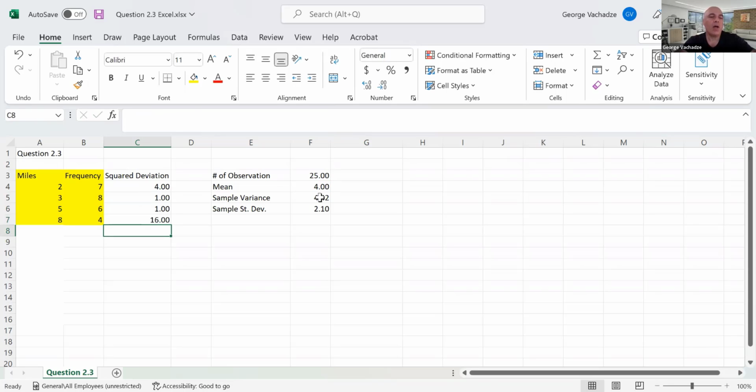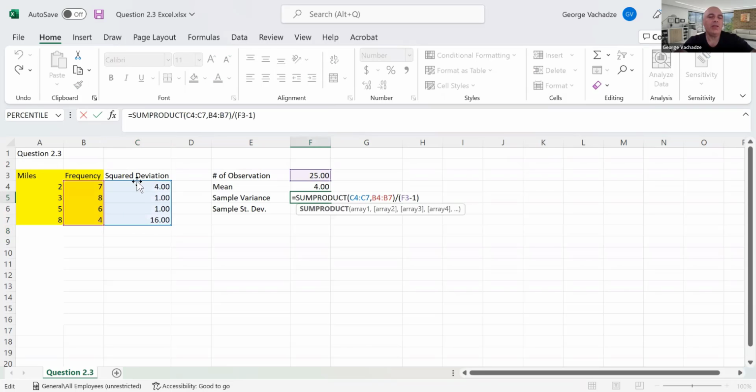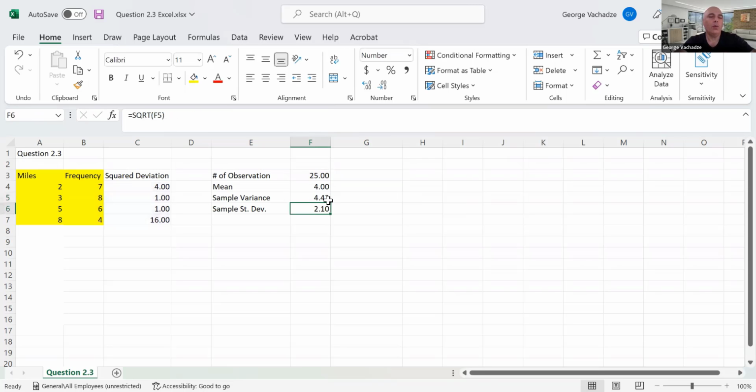Okay, so for the sample variance calculation, I'm weighting now the squared deviations and summing that across all observations. And I get 4.42. To determine the sample standard deviation, I will take the square root of that quantity.